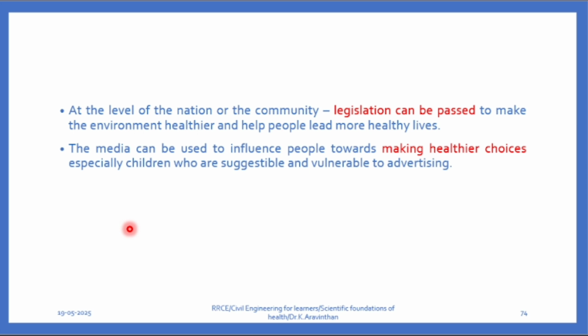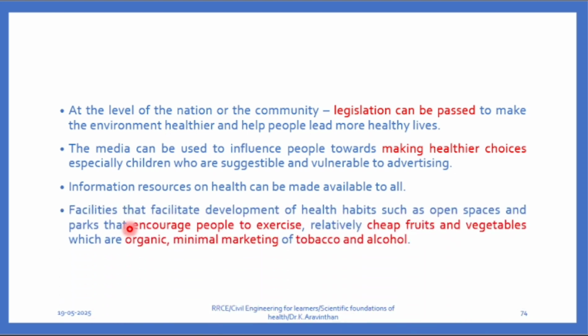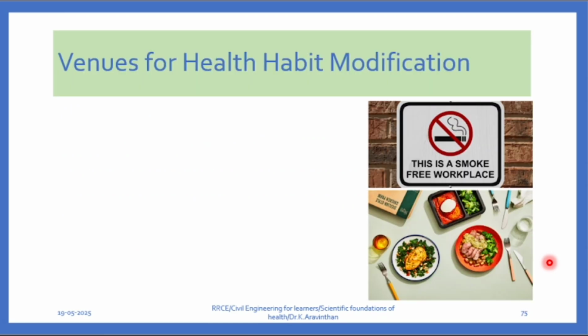The government will ask when you are going on any flight, the government will take initiatives with that. For making a healthier choice, they will make certain social engineering, information of resources, etc. And then they will make cheap fruits and vegetables. If certain things are healthy, how to promote it is by making it cheap. Where you can do this is, you can choose venues. What are the venues? Workplace.